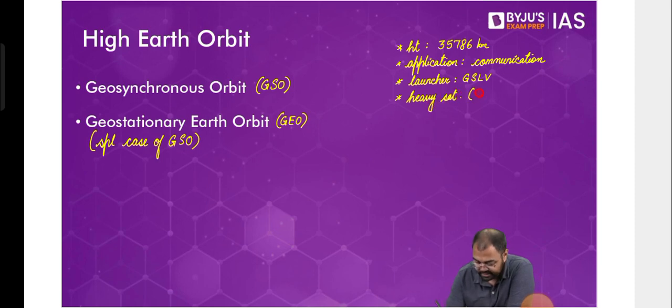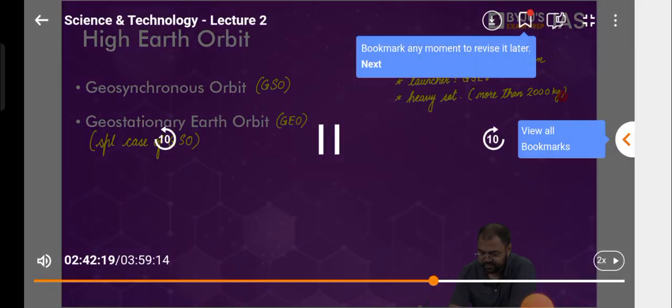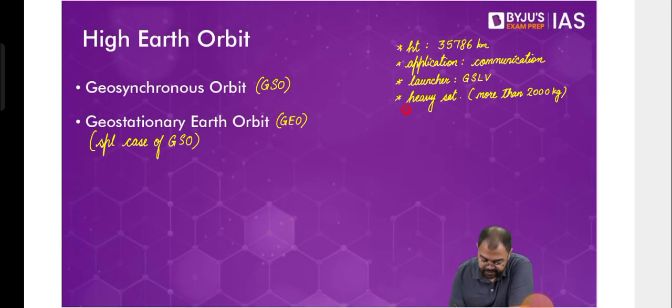Largely you'll see that they are more than 2,000 kg. They can be very, very heavy. I mean, some of the satellites that India has launched are more than 6,000 kg. They're so bulky. So they are heavy satellites launched by GSLVs. Then after that, we had discussed the orbit period. So the orbit period here is 24 hours. It completes one revolution in 24 hours.